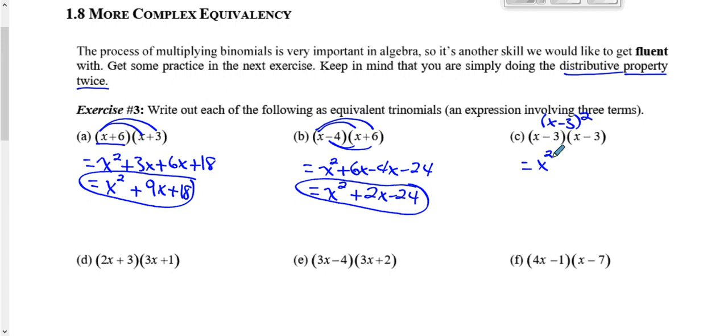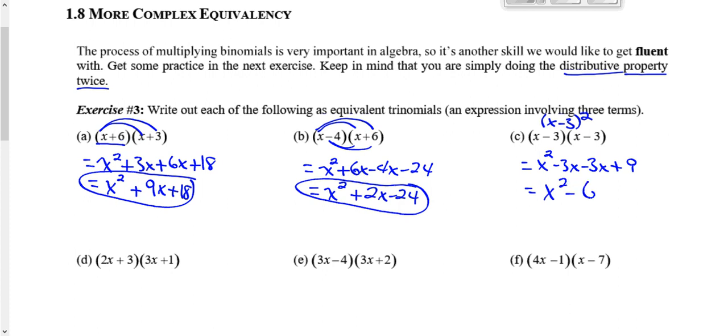x squared minus 3x. Now distribute the negative 3. Minus 3x, plus 9. Right? You're right. Okay? Now we combine like terms and get what? x squared.